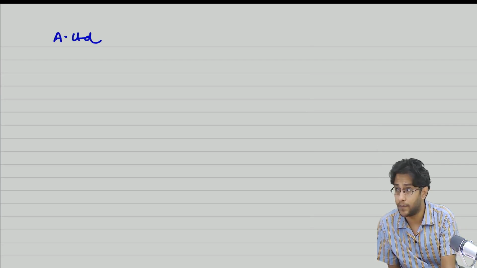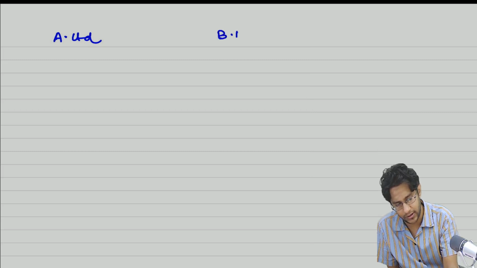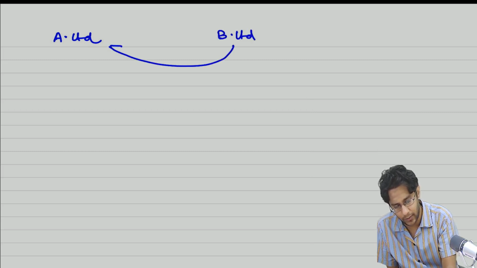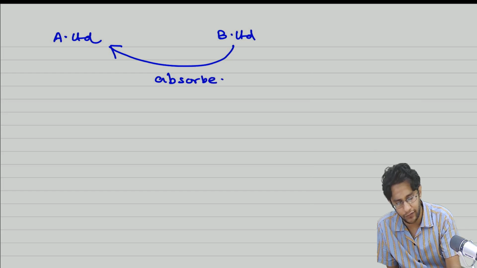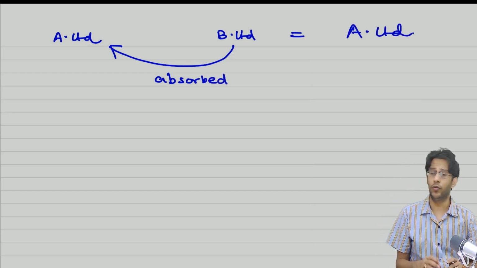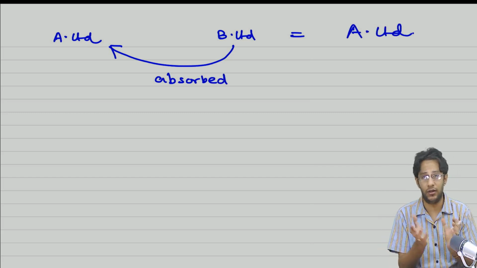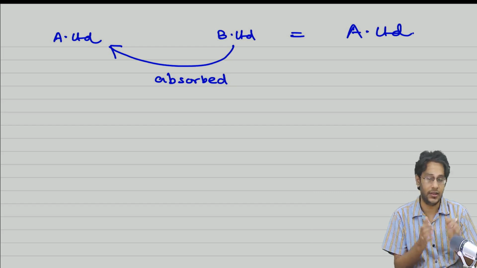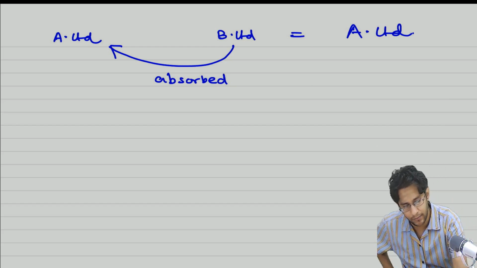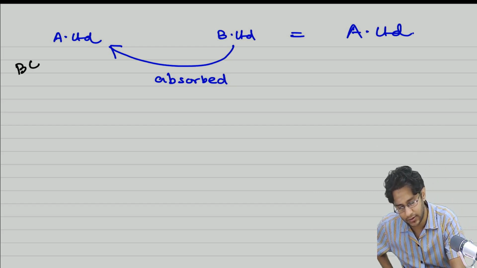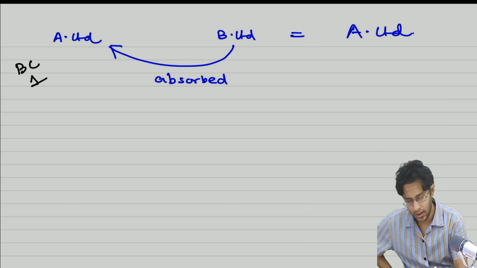A limited is one entity, B limited is another entity. A limited absorbed B limited. So in future, you will only have A limited. So assuming that B limited is satisfying the definition of business, this absorption is a business combination. This is BC example number 1. Example number 2.